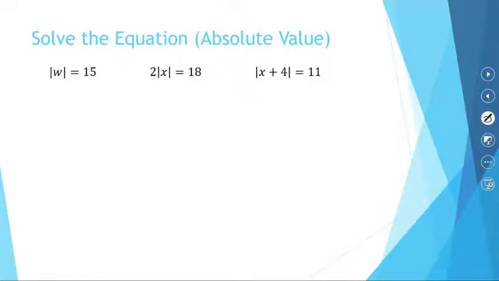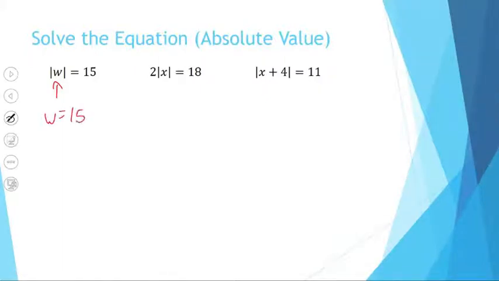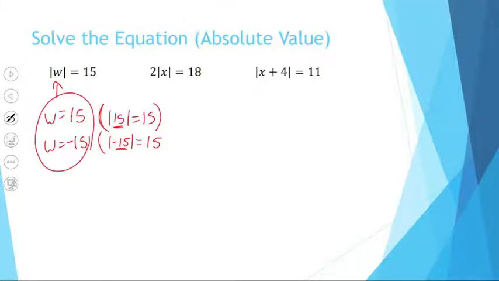Now, my question for you is, what value can w be? Well, w can be two different things. W can be 15, right? Because the absolute value of 15 is 15. Or w can be negative 15, right? Because it's the same thing. The absolute value of negative 15 still equals 15. So it has two possibilities. It can be 15 or negative 15.